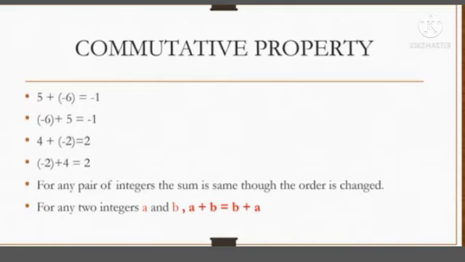Let's see some examples. 5 plus minus 6 is equal to minus 1. Now let's change the order of numbers. That means minus 6 plus 5 is equal to minus 1. In both cases we get the same sum. Let us see one more example. 4 plus minus 2 is 2. Now let's change the order of numbers. Minus 2 plus 4 is equal to 2. In both cases we get the same sum.